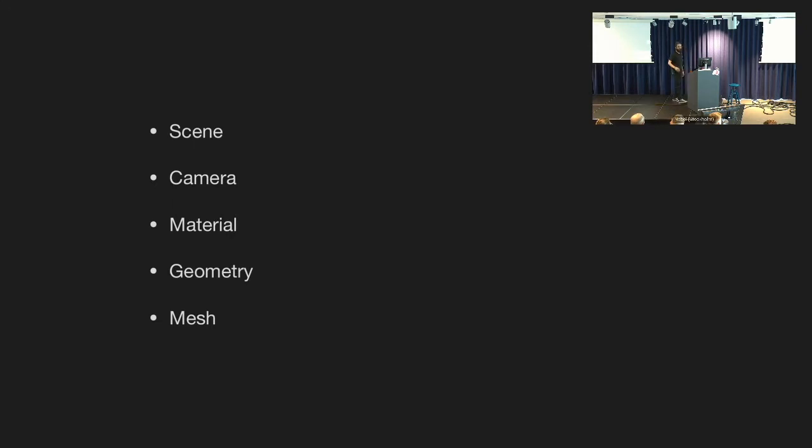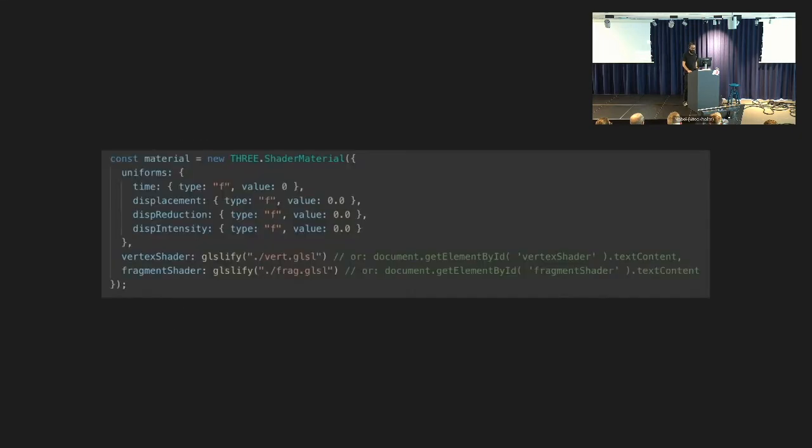And you need a few entities to actually have something on the screen. You need a scene, which is basically the universe where your 3D world and objects will live. A camera to see that space. A material, a geometry, and then you merge these two into a mesh, which is actually the final form. But we don't have time to focus on all of them, so I'll focus just on the material real quick. So this is an instantiation of a shader material from FikaJS.